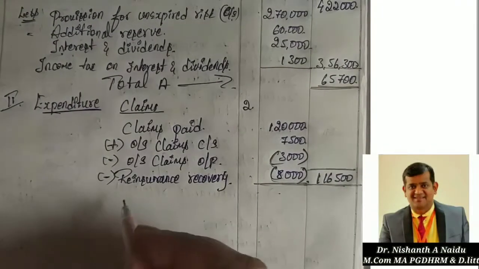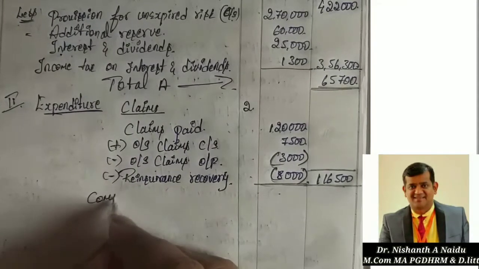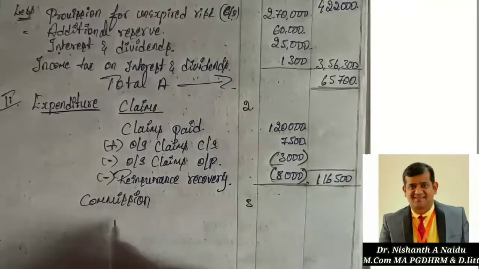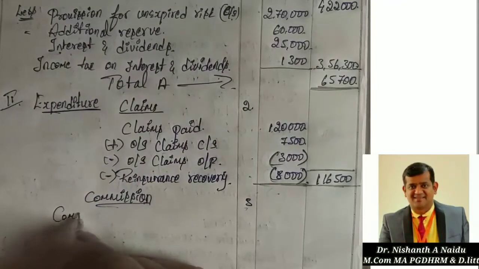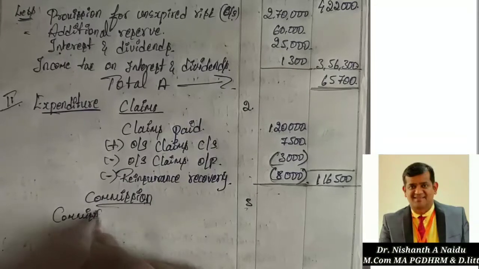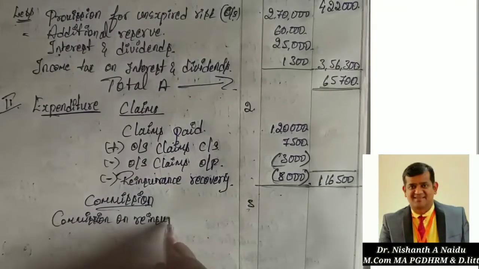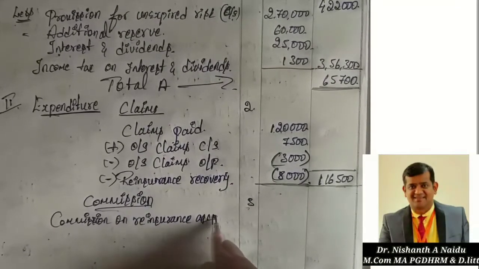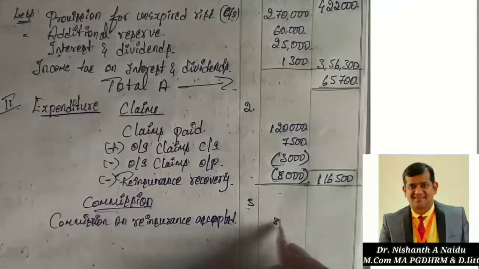So next I am going with schedule number 3. So that is commission. Commission. Schedule number 3. So under that, commission on reinsurance accepted. How much he has given? 800.